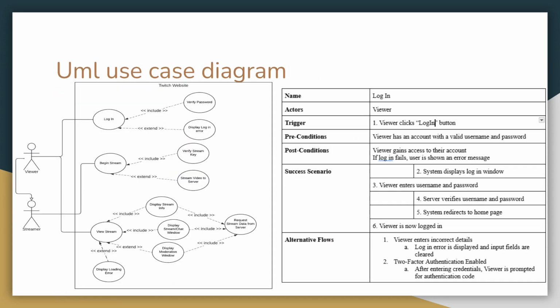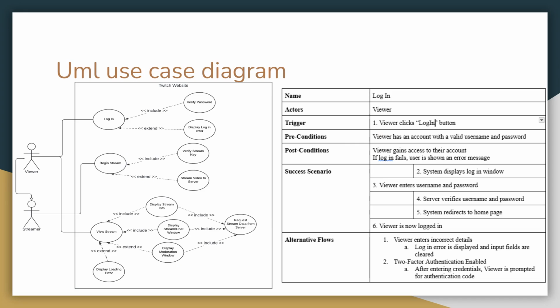Here's a UML use case diagram. I'm going to explain how it's going to work right now. For the viewer, they're going to try to log into their account. Well, first things first, the precondition is they must already have a valid account created and set up. I'm going to describe how the success scenario is going to work. So they're going to try to log into their account.